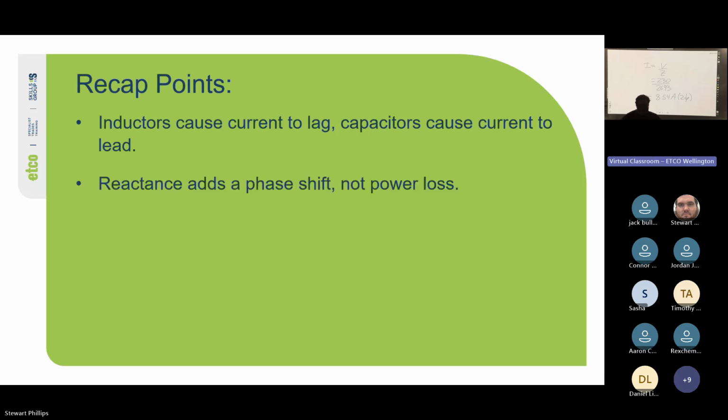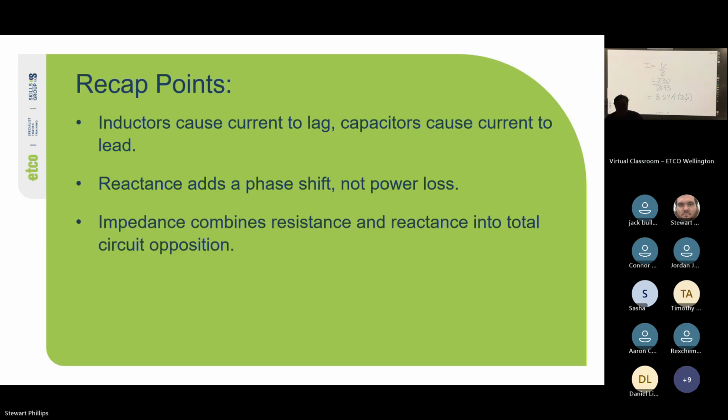Cool. So reactance, whether it's capacitive or inductive, adds a phase shift, not power loss. Some people look at it as a power loss, but it is not technically a loss. The impedance combines both the resistance and reactance into the total circuit opposition for AC circuits. Remember, we don't have impedance in DC except maybe in batteries. We only have it in AC circuits.